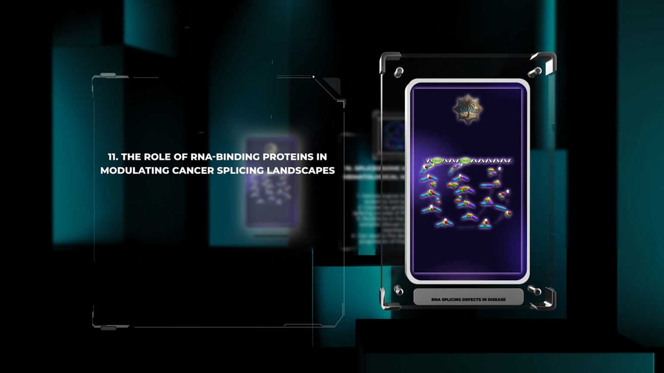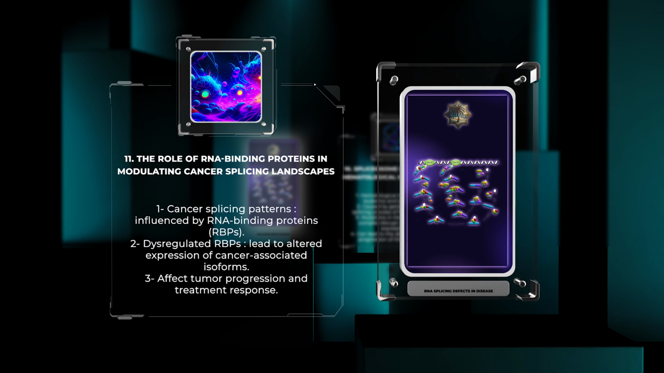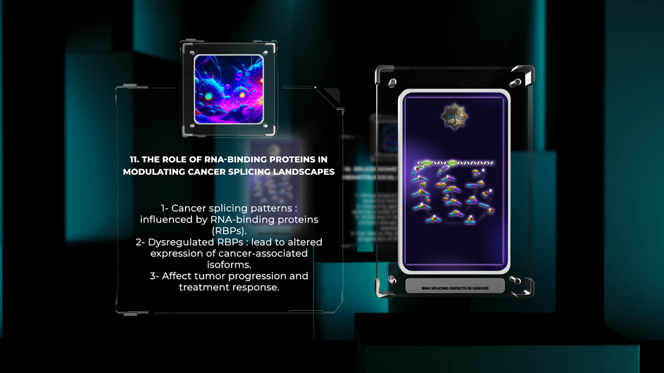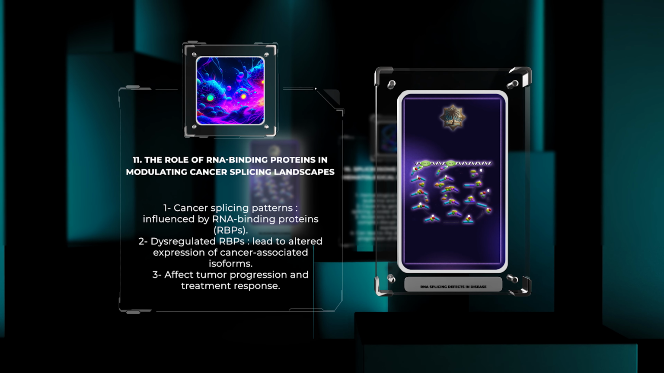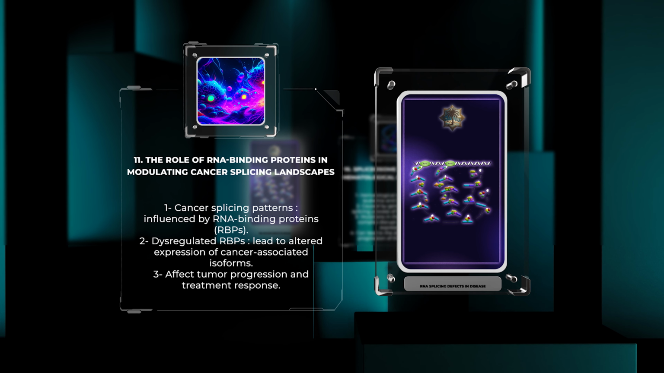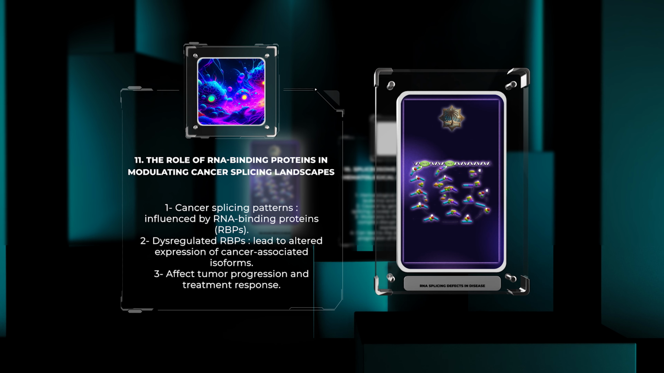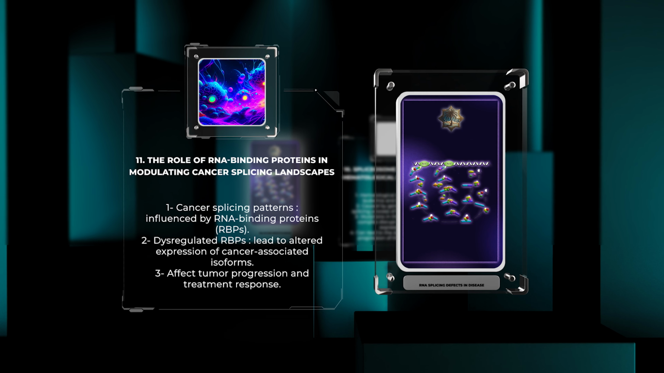Cancer splicing patterns are influenced by RNA binding proteins, RBPs, which interact with pre-mRNAs to modulate splicing outcomes. Dysregulated RBPs can lead to altered expression of cancer-associated isoforms, affecting tumor progression and treatment response. Understanding these regulatory networks can inform targeted therapies.